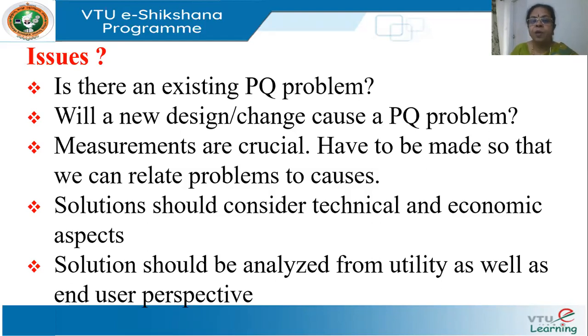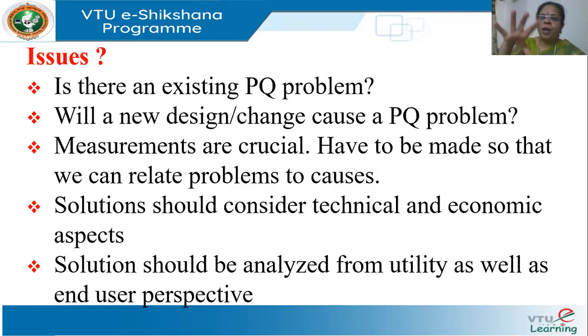That's what the auditor will do. The moment you give a list of problems, they will find out whether there is any local issue causing the problem, or whether it is coming from some utility issue. That's the first thing. The second thing is, will a new design change the PQ problem? Okay, I'm going to propose a new design. Will it change it? It need not always be the case.